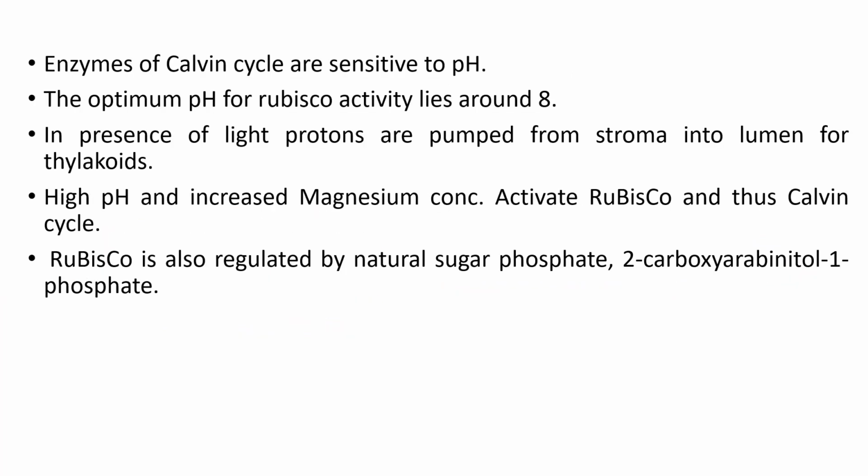The enzymes of the Calvin cycle are very sensitive to pH, because the optimum pH for RuBisCO activity lies around pH 8. In the presence of light, protons are pumped from the stroma into the lumen of the thylakoids. The thylakoids and lumen are parts of the chloroplast, and they are labeled in the chloroplast diagram. High pH and increased magnesium concentration activate RuBisCO and thus the Calvin cycle. RuBisCO is also regulated by neutral sugar phosphate.